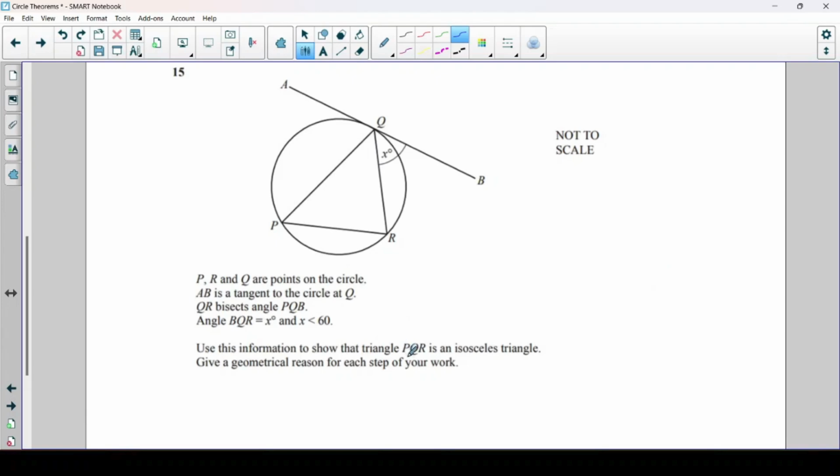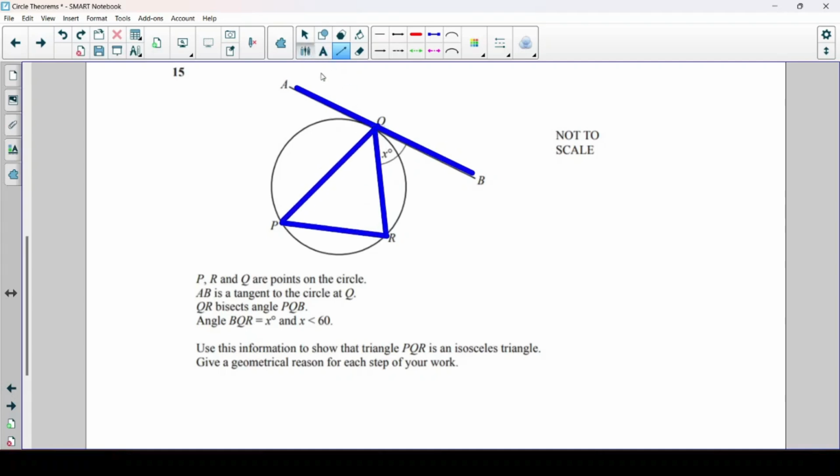This question wants us to show that PQR is an isosceles triangle, so I guess that means showing that we have two equal angles, and it wants us to give a geometrical reason for each step in our working out. Okay, we've got x is an acute angle, we've got a tangent, we've got a triangle connected to the tangent. Because we've got that triangle connected to the tangent already, we need to be thinking about the alternate segment theorem. And let's draw that kind of Z shape there. And it's this one here which is equal to x. So we know that that angle there is equal to x because of the alternate segment theorem.